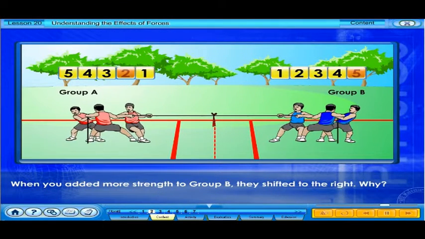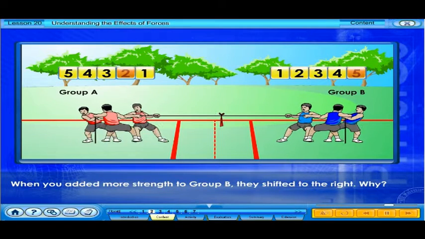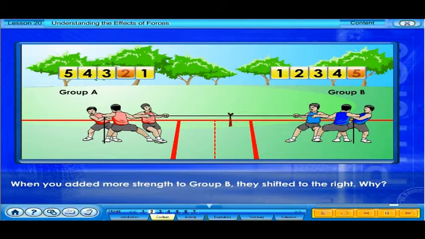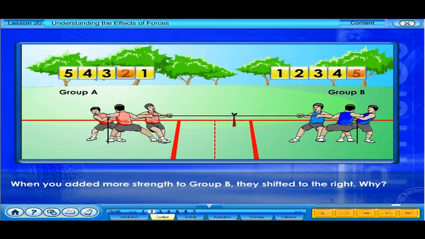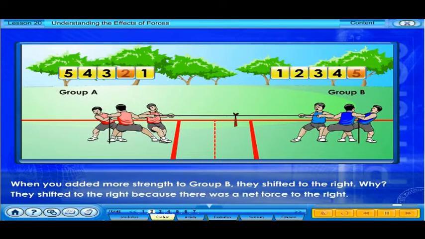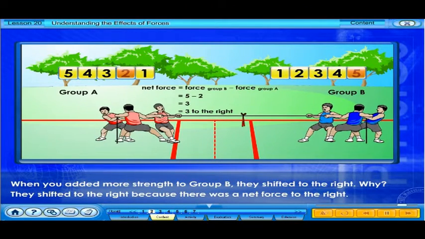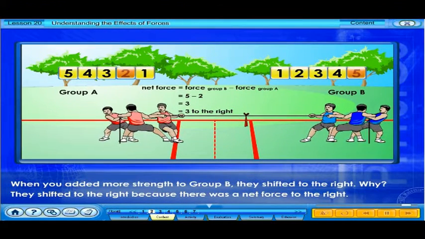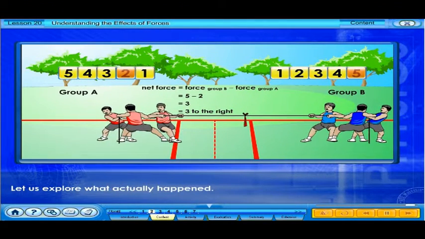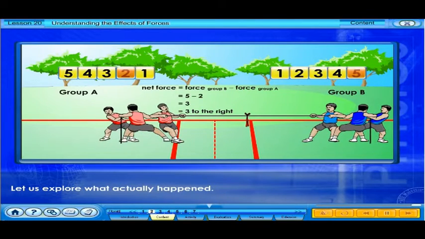When you added more strength to Group B, they shifted to the right. Why? They shifted to the right because there was a net force to the right. Let us explore what actually happened.